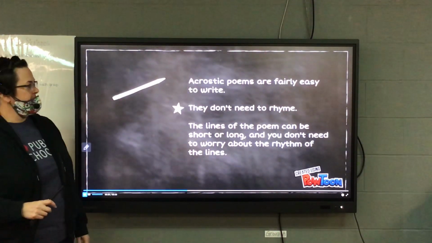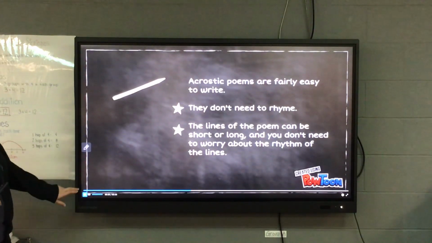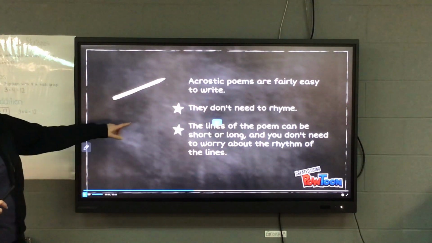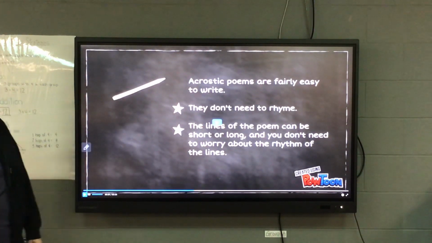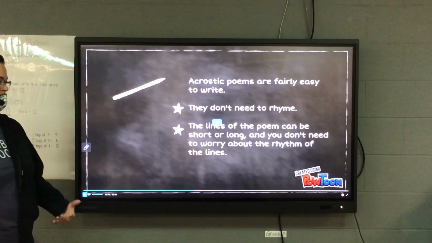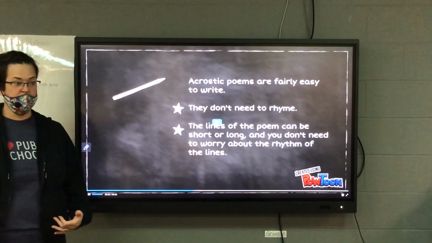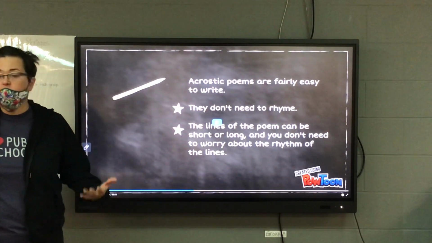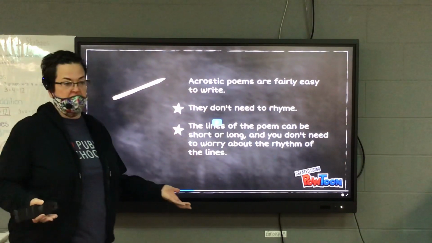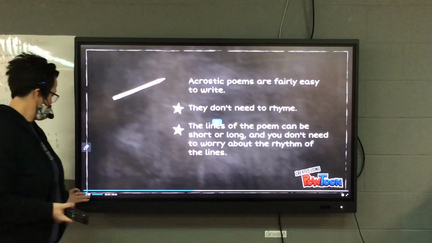Acrostic poems are fairly easy to write. They don't need to rhyme. The lines of the poem can be short or long, and you don't need to worry about the rhythm of the lines, which means don't worry about rhyming. If you want them to rhyme, is that okay? Mm-hmm. Sure.